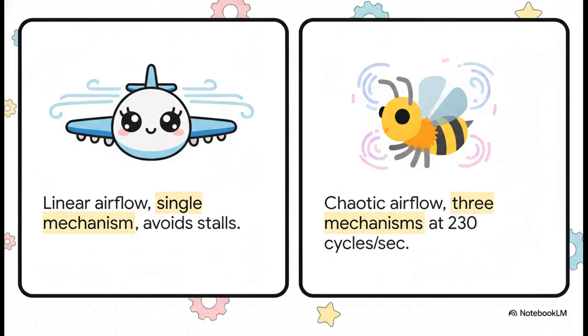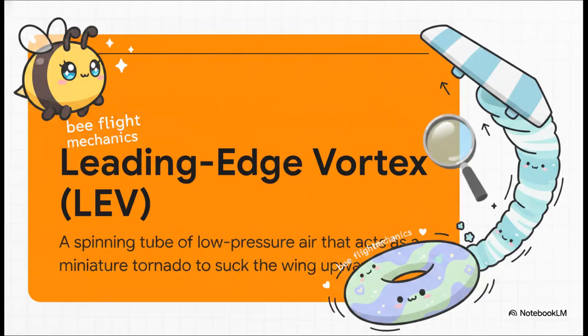The bee is actually operating 3 distinct, highly volatile lift mechanisms simultaneously, and it's adjusting them at a staggering 230 cycles per second. No wonder the old math failed. So, what are these mechanisms? Well, the bee's first secret weapon is the leading edge vortex, or LEV. Think about it. If an airplane tilts its wing too steeply, say just past 15 degrees, the air separates from the wing, it loses lift, and the plane stalls out. Bad news. But a bee, it operates at extreme, logic-defying angles of 40 to 50 degrees without stalling at all.